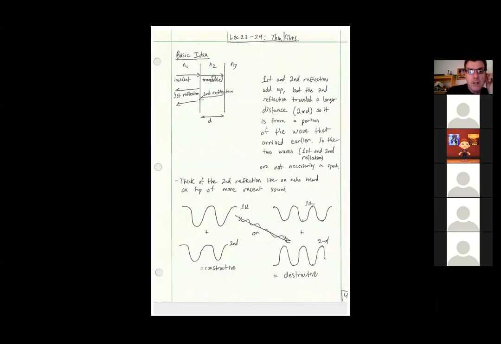And we can understand the interference effect by thinking of the second reflection as an echo heard on top of a more recent sound, if we were talking about sound waves instead of light waves, all right? Here's the immediate reflection. Here's the echo of sound that came earlier, or light that came earlier, or whatever kind of wave that came earlier. And when they add up, if their peaks match up with the other peaks and the troughs match up with the other troughs, you get constructive interference. And if the troughs match up with the peaks and vice versa, you get destructive interference. Any questions so far?